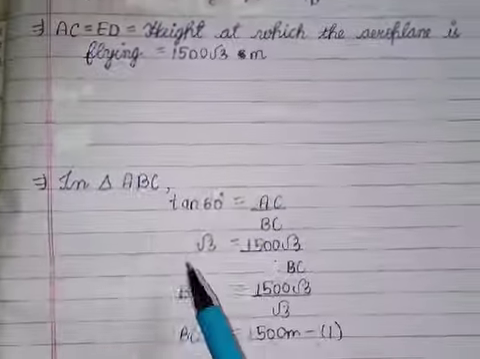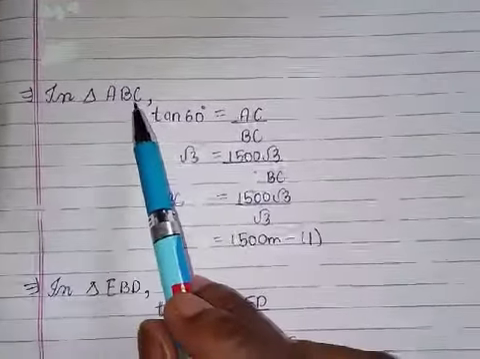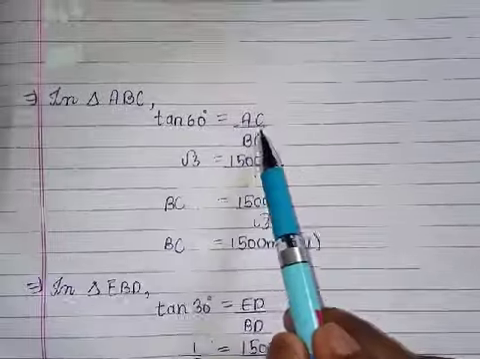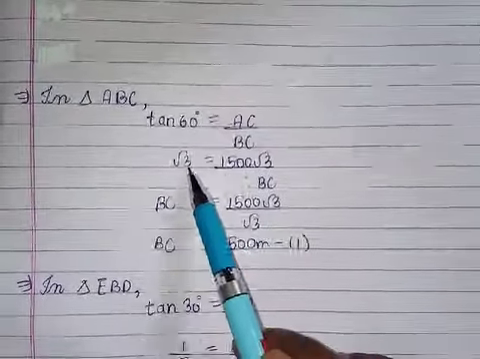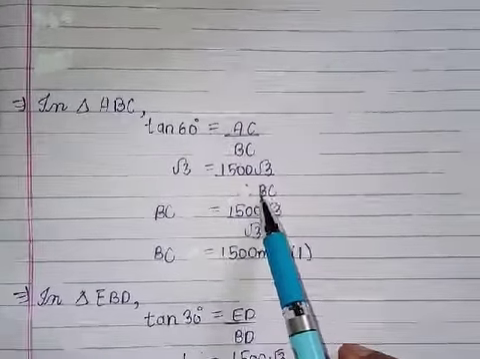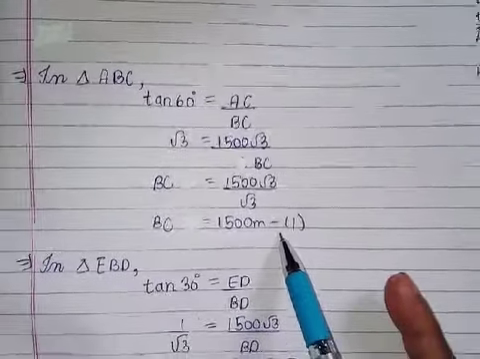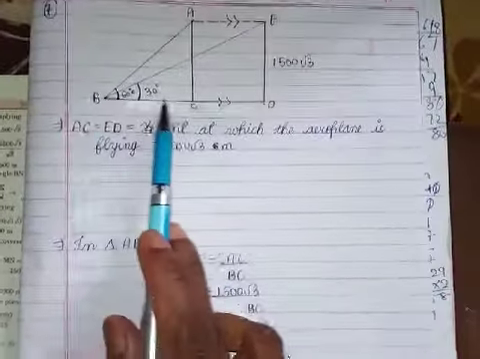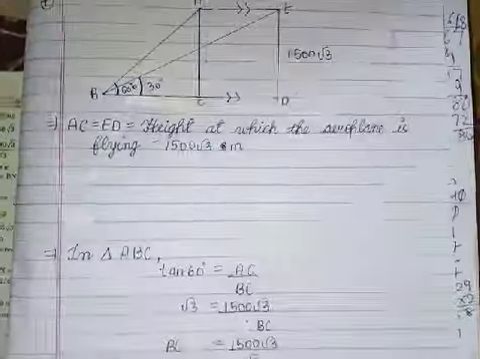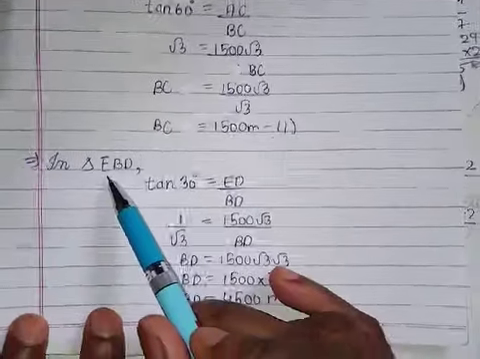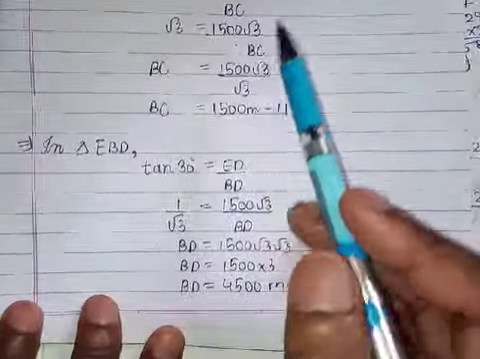So in triangle ABC, angle ABC is 60 degrees. So tan 60 is AC upon BC. Tan 60 is root 3. 1500 root 3 upon BC. So BC you will get as 1500. Okay. So the first distance from the point of observation is 1500 meters.